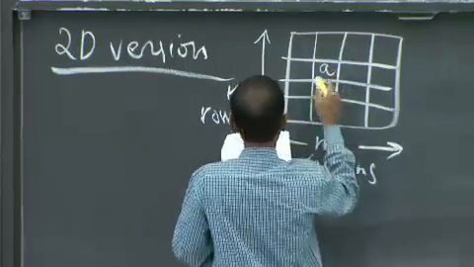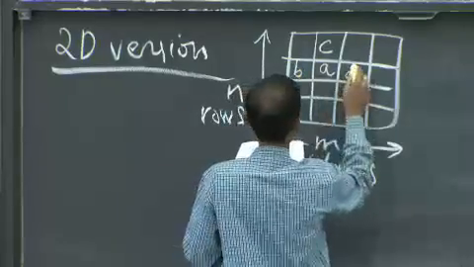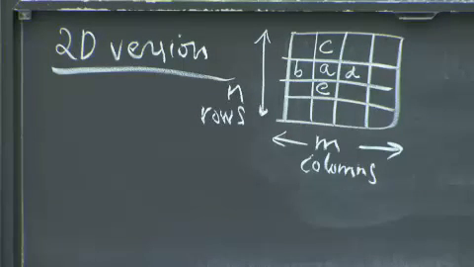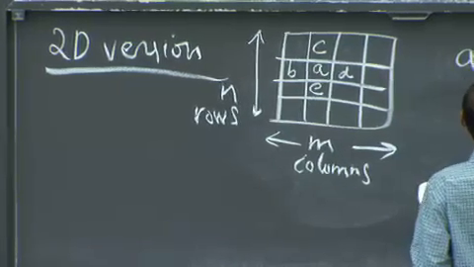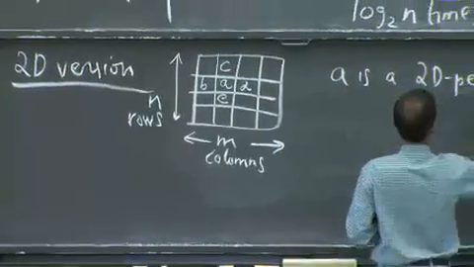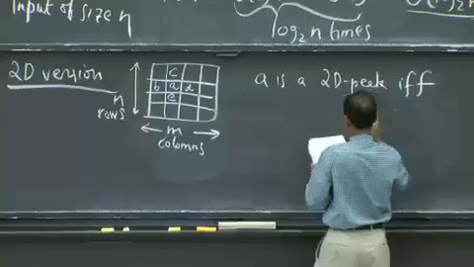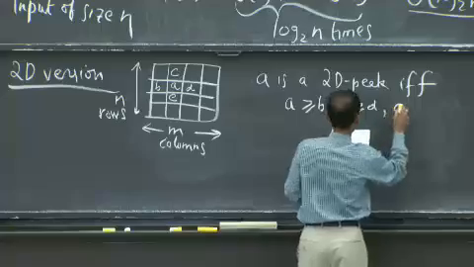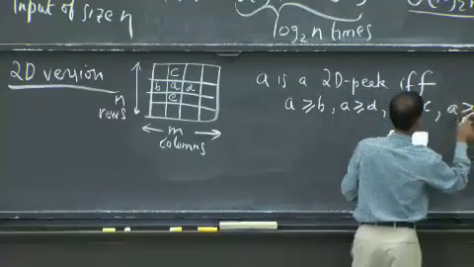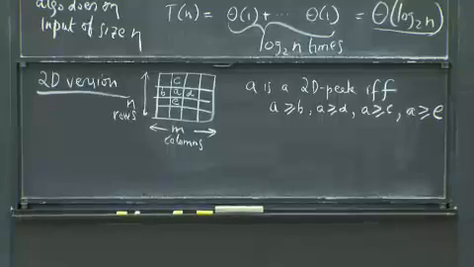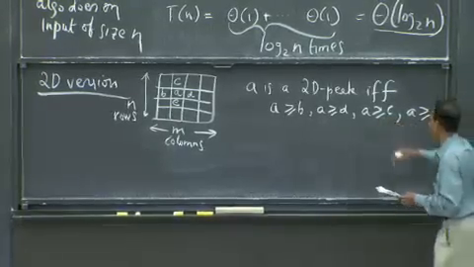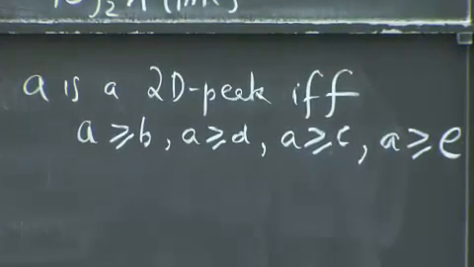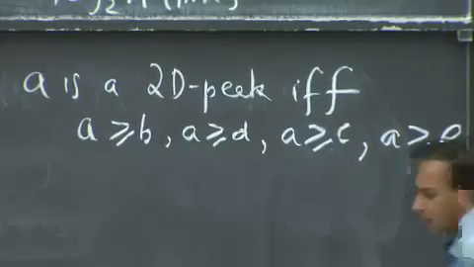So if you had A in here, with C, B, D, E around it, then as you can guess, A is a 2D peak if and only if A is greater than or equal to B, A greater than or equal to D, C, and E. All right, so it's a little hill up there. And again, I've used the greater than or equal to here, so that's similar to the 1D in the case that you'll always find a peak in any 2D matrix.